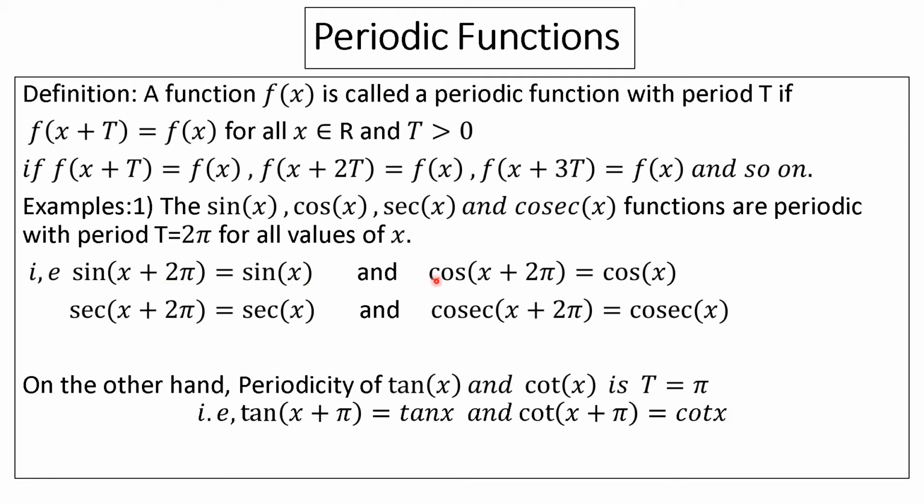Similarly, cos x is a periodic function with the period 2 pi, and tan x and cot x are periodic functions with the period pi.